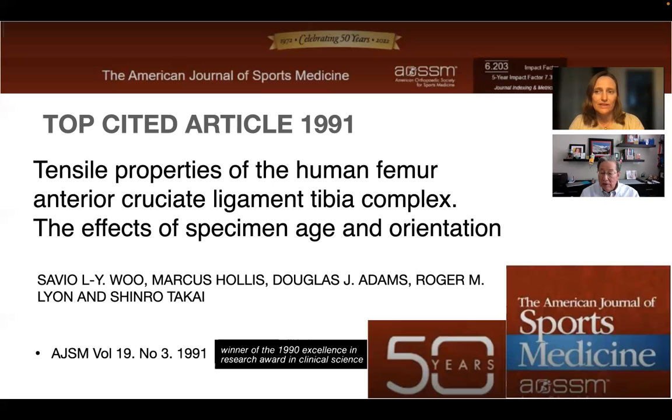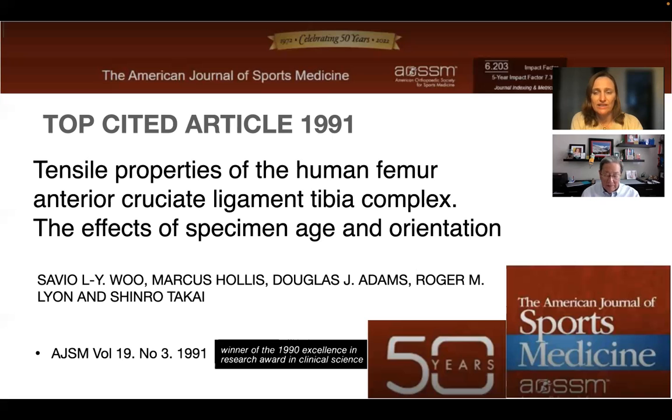Also, the main thing is education, so we want to develop collaborative work. I have a PhD student, Hollis, a laboratory engineer, Adams, an orthopedic resident, Lion, and a fellow from Japan, Takai. So we formed a team to do this project, to address specific questions about what are the strengths and stiffness of the human ACL. So that's how we did it.